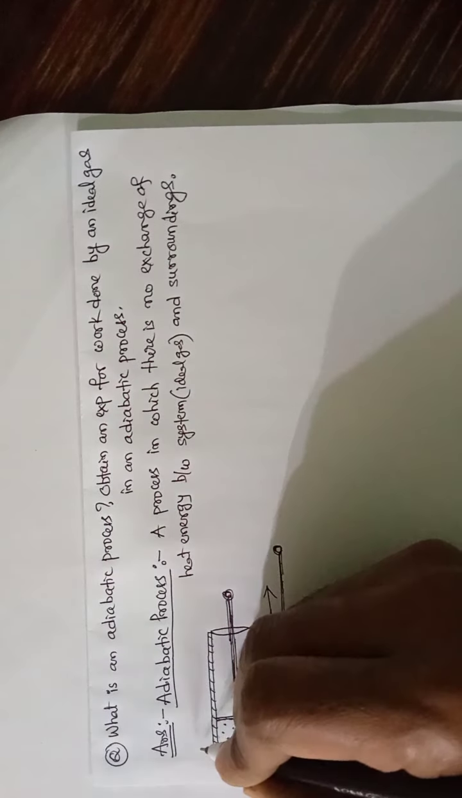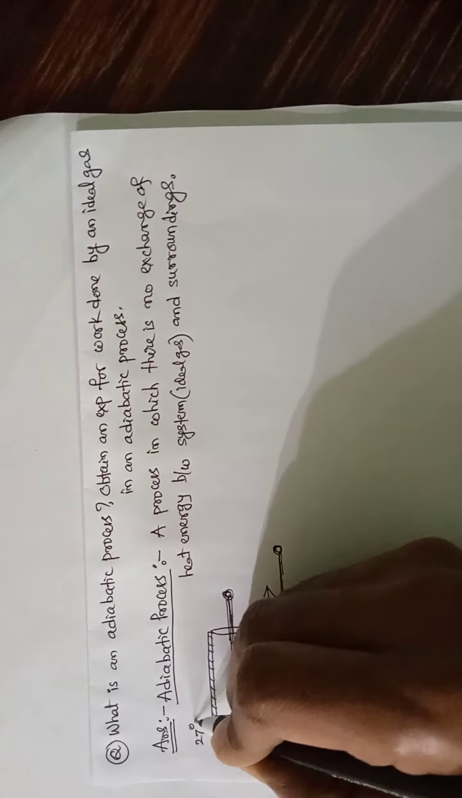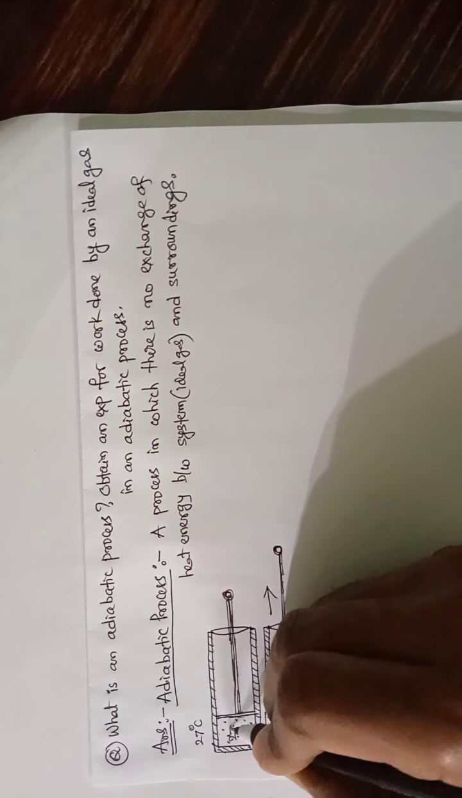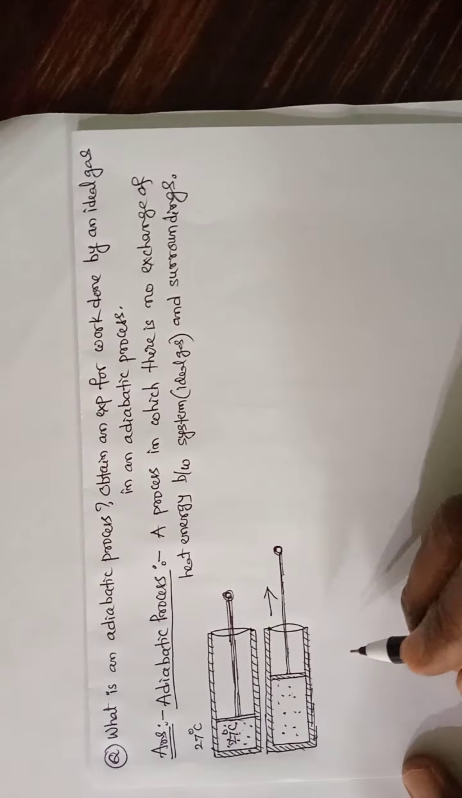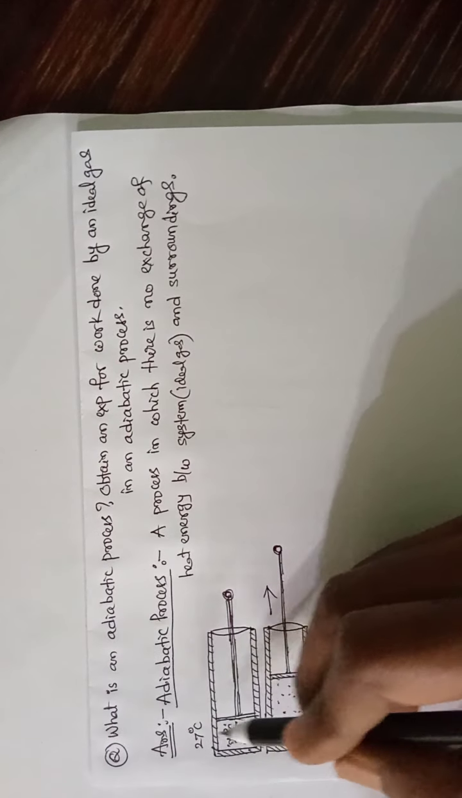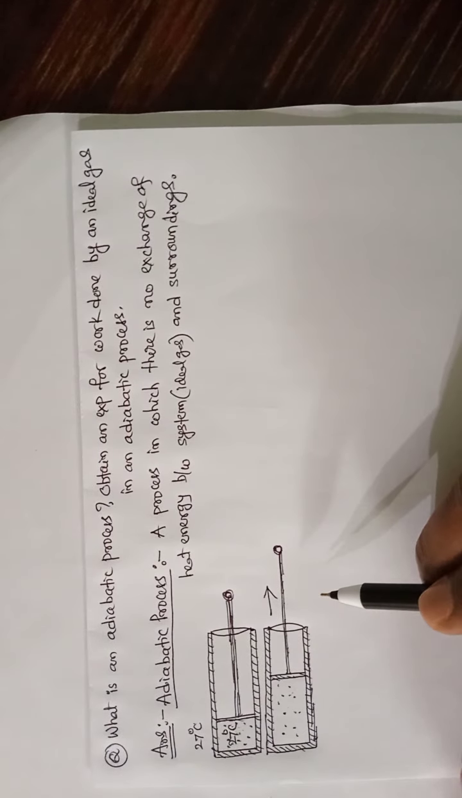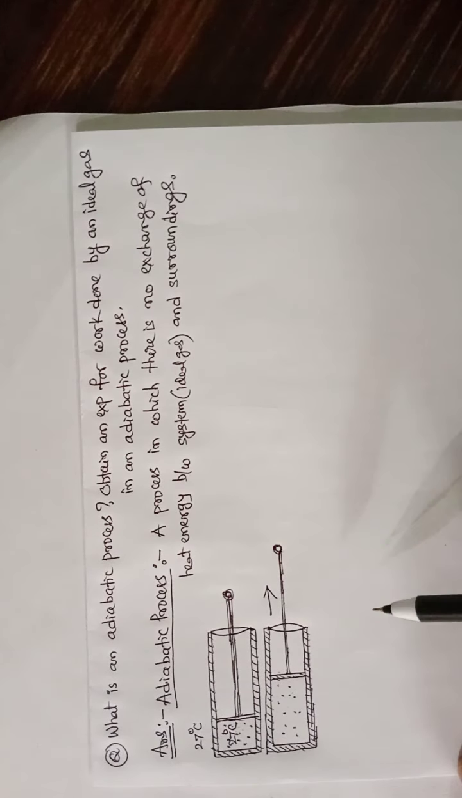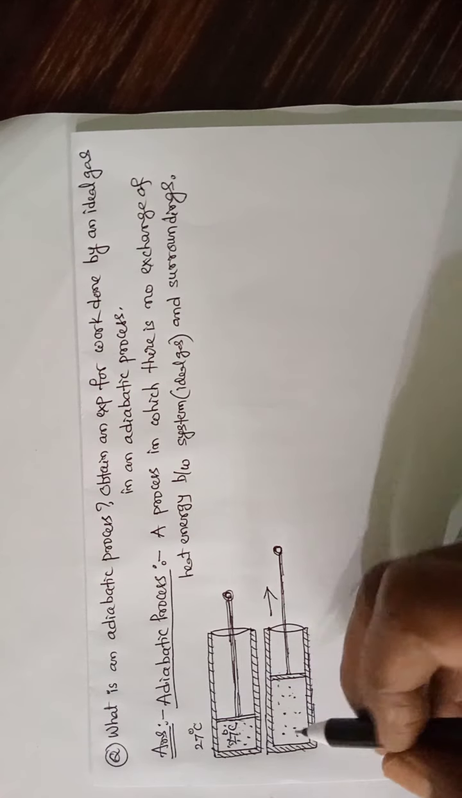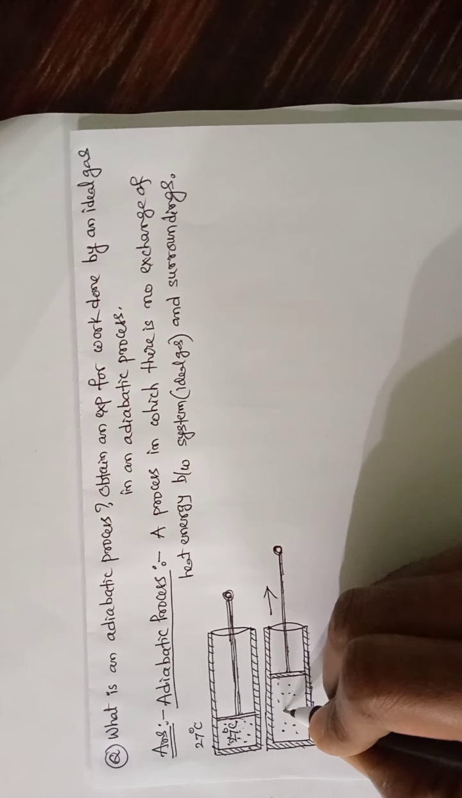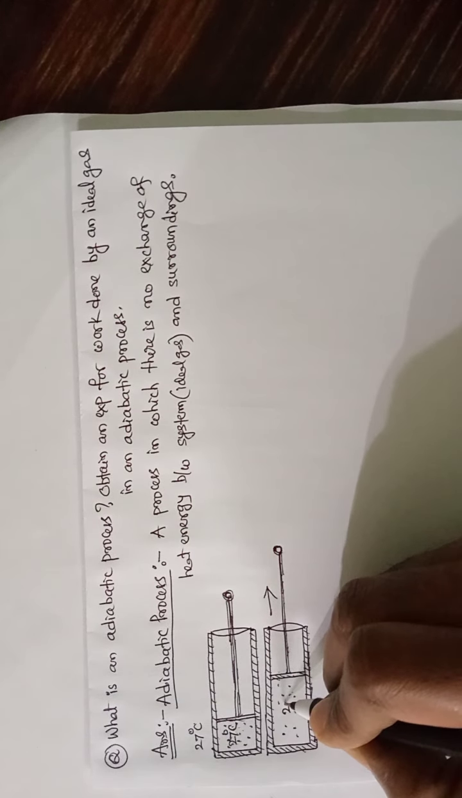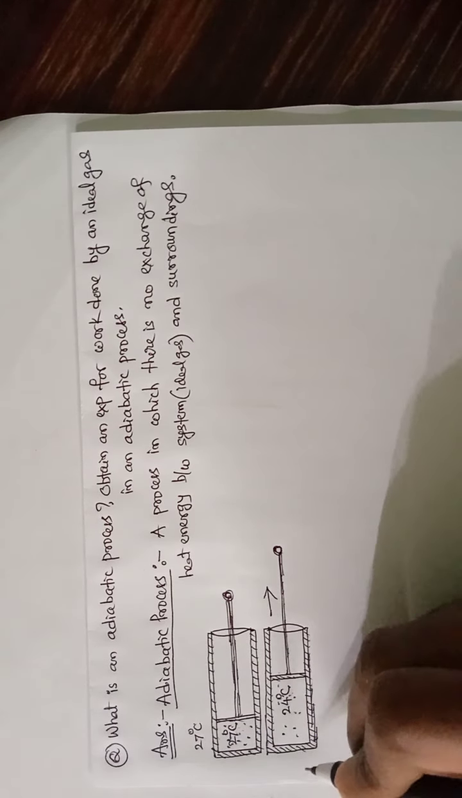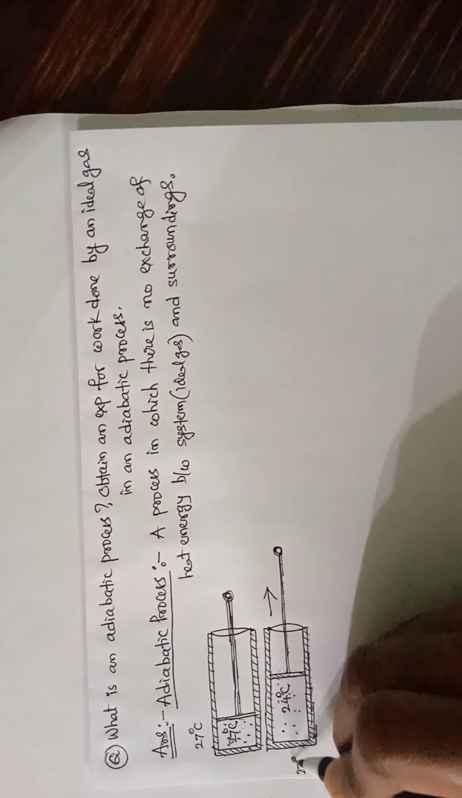Suppose here the surrounding temperature is 27, ideal gas at 27. System and surrounding both are at the same temperature, and when you pull the piston outside, the temperature has fallen to some 24 degrees centigrade and surroundings at 27 degrees centigrade.